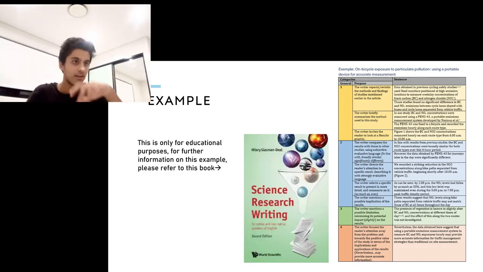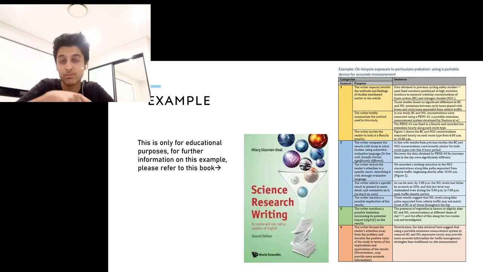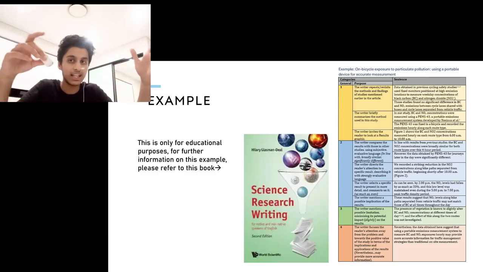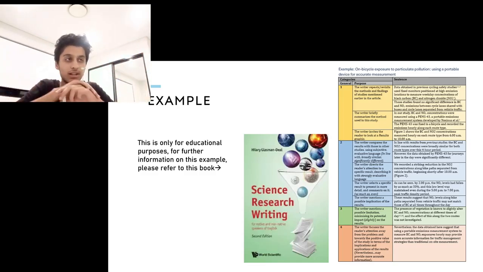Finally, the writer focuses the reader's attention away from the problem and towards the positive value of this study. This is in terms of the implications. Nevertheless, the data obtained here suggests that using a portable emissions measurement system to measure BC and NO2 exposure will provide more accurate information for traffic management strategy. So now you're creating that flow. As I said, the last section is creating that flow, and that's what we're doing over here.